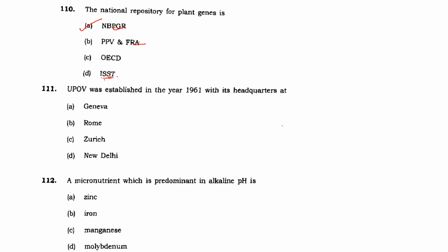Next is UPOV, which was established in the year 1961 with its headquarters at what? UPOV stands for Union for the Protection of New Varieties of Plants. So the answer is Geneva. Question number 112. A micronutrient which is predominant in alkaline pH is zinc, iron, manganese, and molybdenum. Though all are micronutrients, molybdenum is exceptionally abundant in the alkaline pH. So the answer is D.